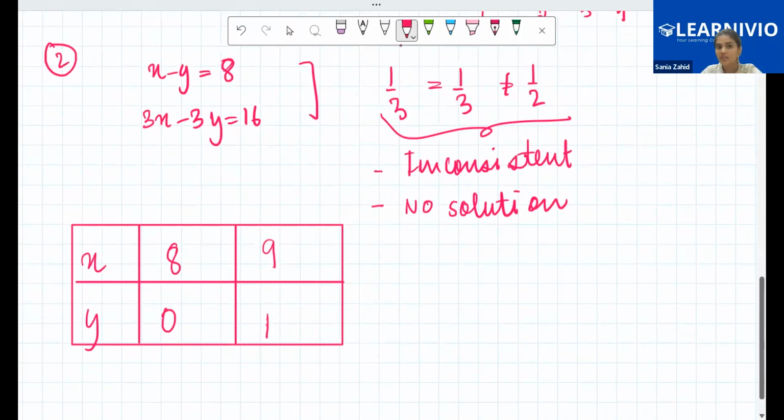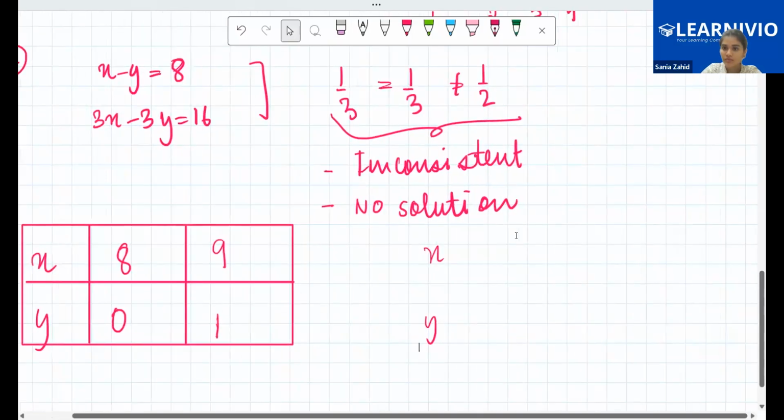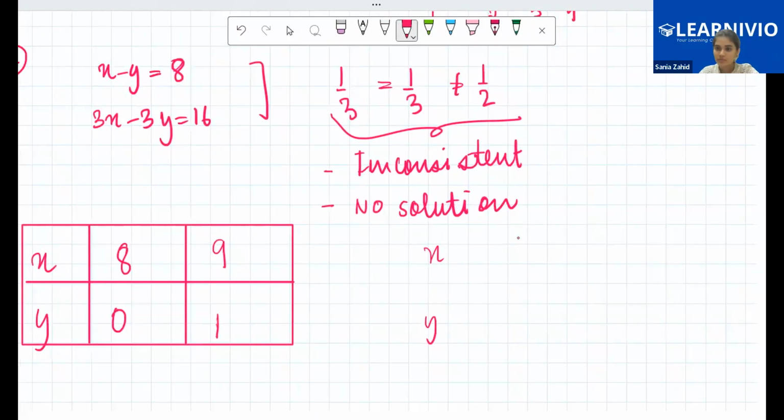Next is 3x minus 3y is 16. So what are the values that you've taken for this equation? If x is 0, what is y? Did you solve this, Umair, or are you solving now? Did you solve them before, or are you solving them now only in the class? I'm solving it now. But this was supposed to be homework. No, the homework was given today only.